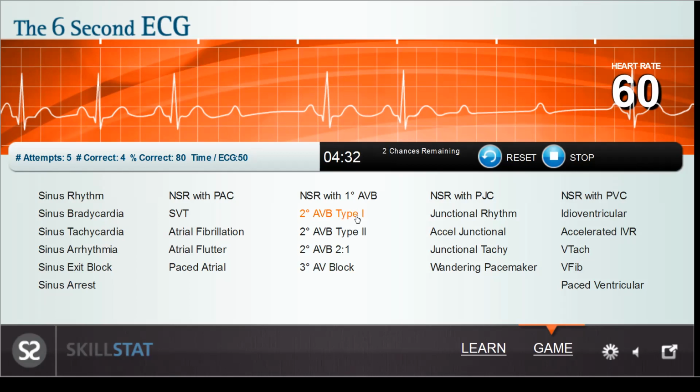Oh no, I clicked the wrong button, that's why. It's second degree type 2, not type 1. So second degree type 2. So the treatment is a pacemaker.